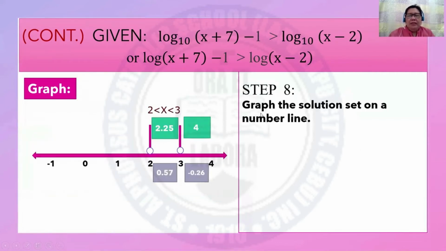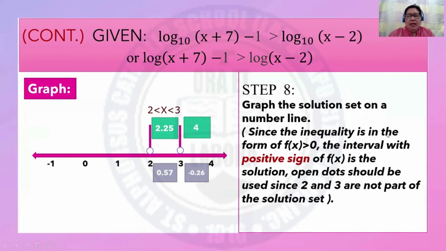So for step 8, you have to graph the solution set on the number line. Since the inequality is in the form of f of x greater than 0, the interval with the positive sign of the function is the solution. Open dots should be used since 2 and 3 are not part of the solution set. So here, this is the value with a positive sign. So meaning, in this interval, we can have the solution set of the given logarithmic inequality.